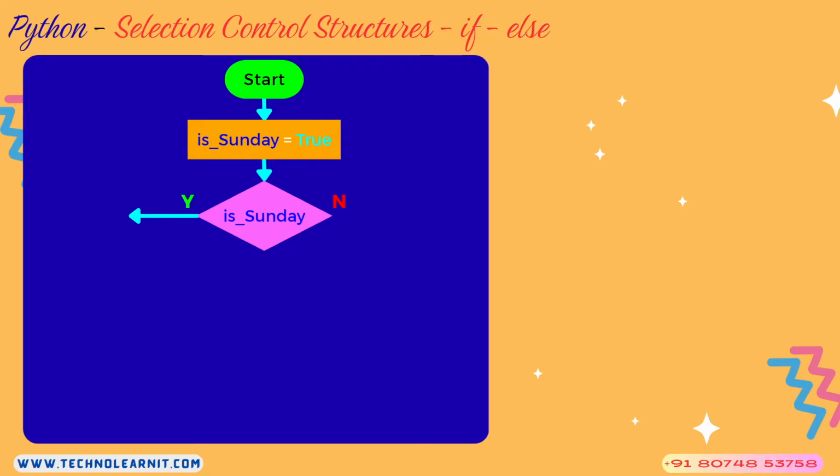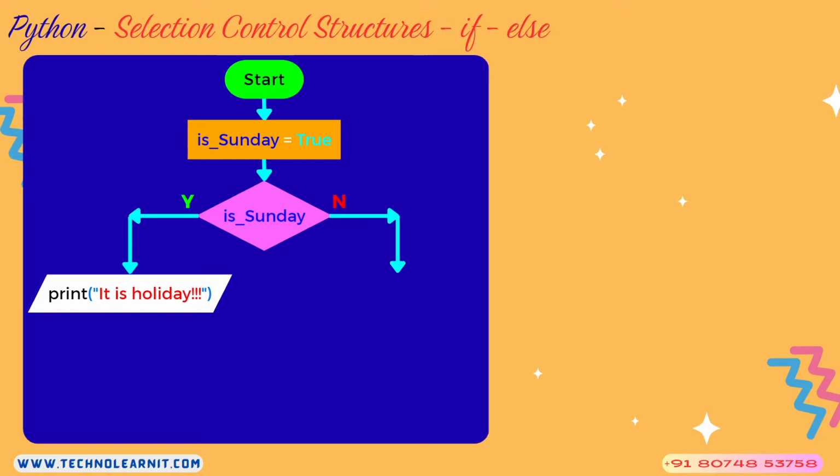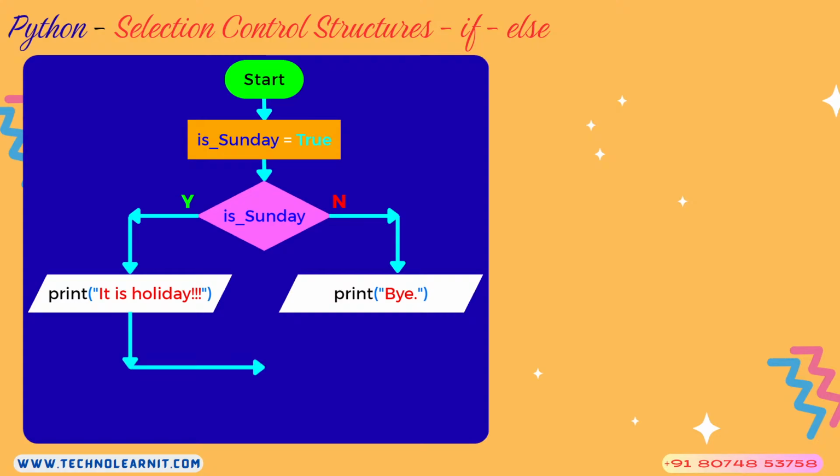What would you like to do if the condition evaluates to true? That is what is mentioned here. Use print "it is holiday." If the condition is false, use print "bye." And remember, every flowchart must have start and stop indicators. Hence, you cannot stop there; there are two flows coming out here. Two execution flows is what we call.